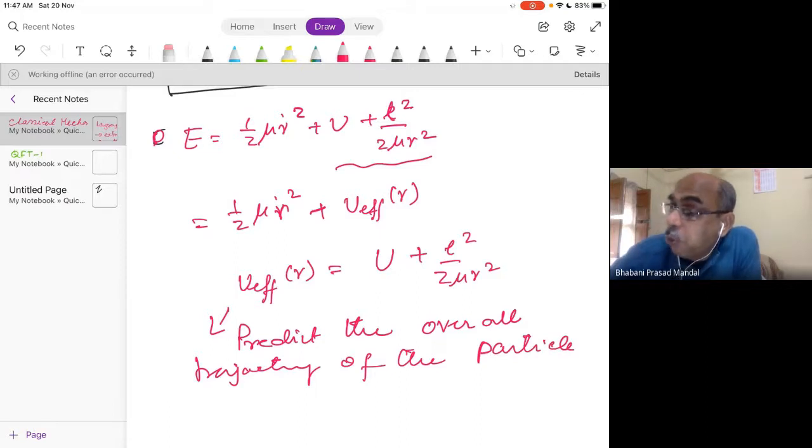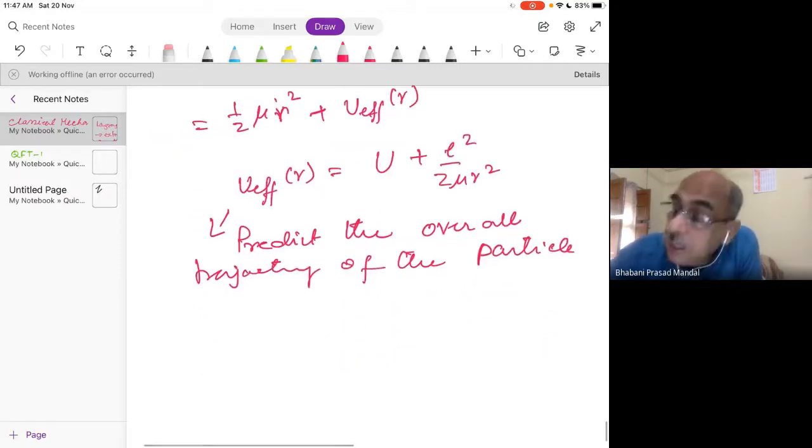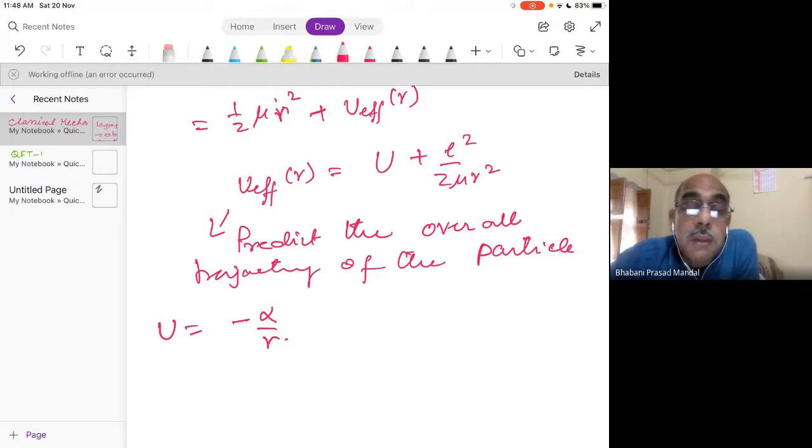This is very important. So let us consider the Kepler's problem first, U equal to minus alpha by r. Okay, alpha greater than 0.